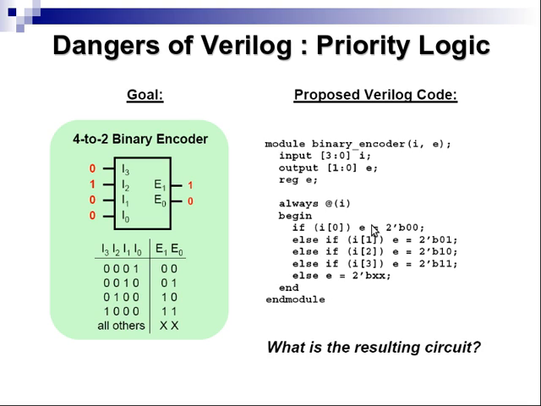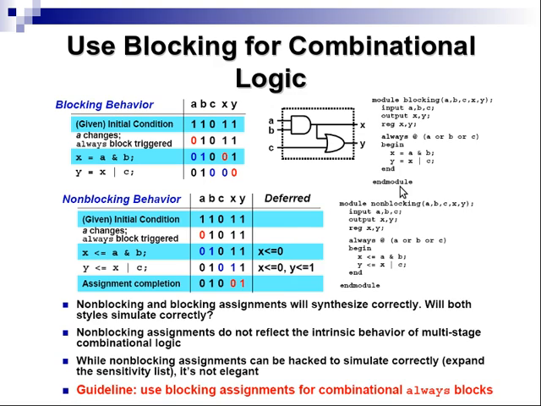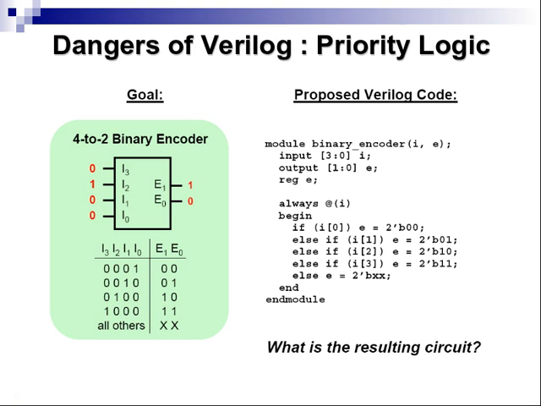So the error here is, suppose we give an input of, let's say, 1, 1, 0, 0. What should be the output if it's 1, 1, 0, 0?